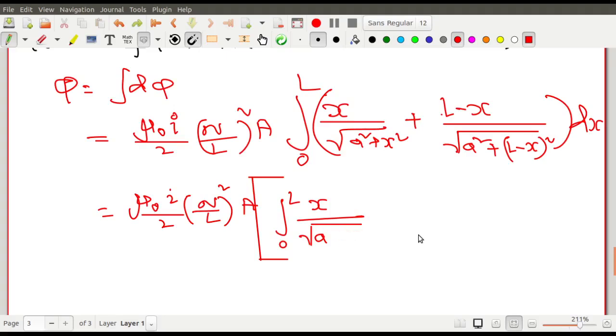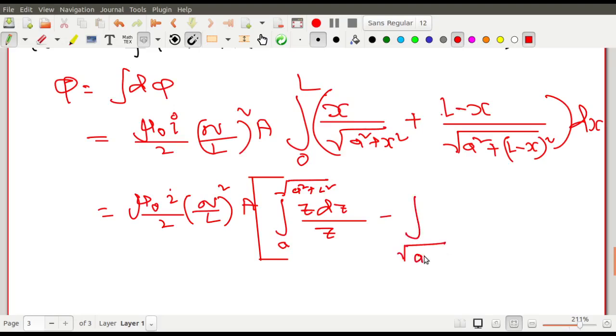One thing you should do over here very carefully. There is a little trick here, so notice this carefully. This one is z dz divided by z, with integration limit a to root over of a square plus l square. This one is minus of, root over of a square plus l square to a, y dy by y.